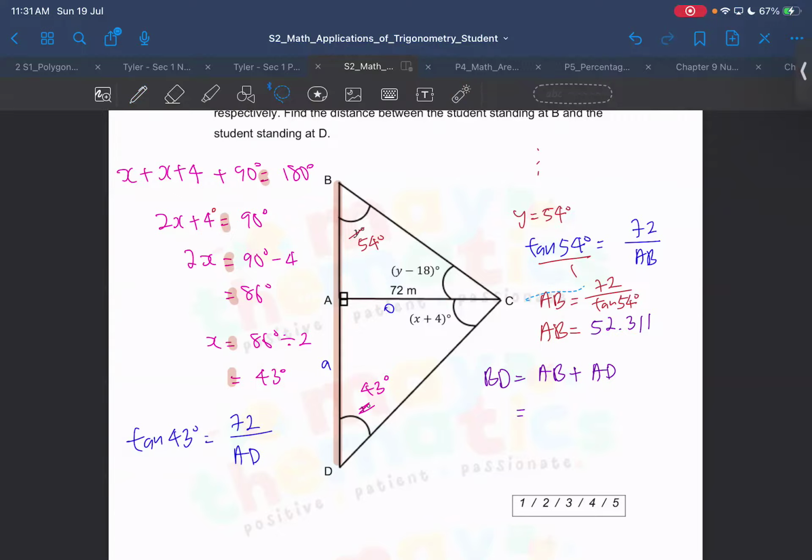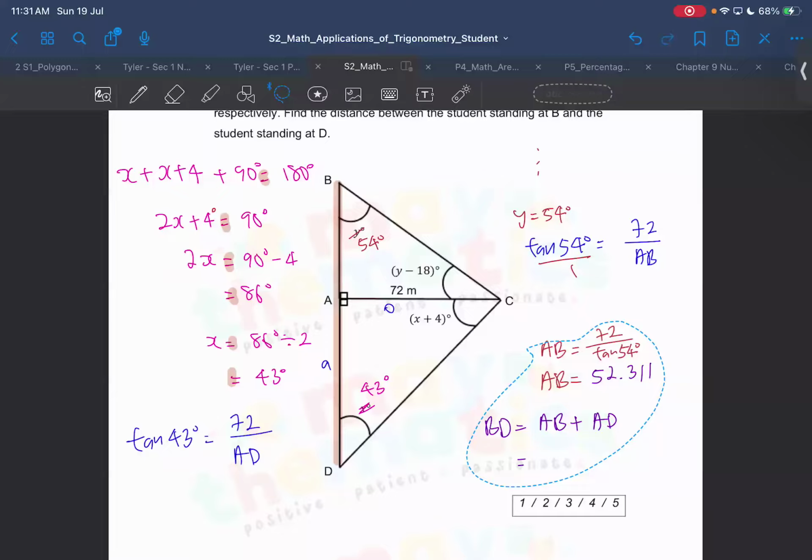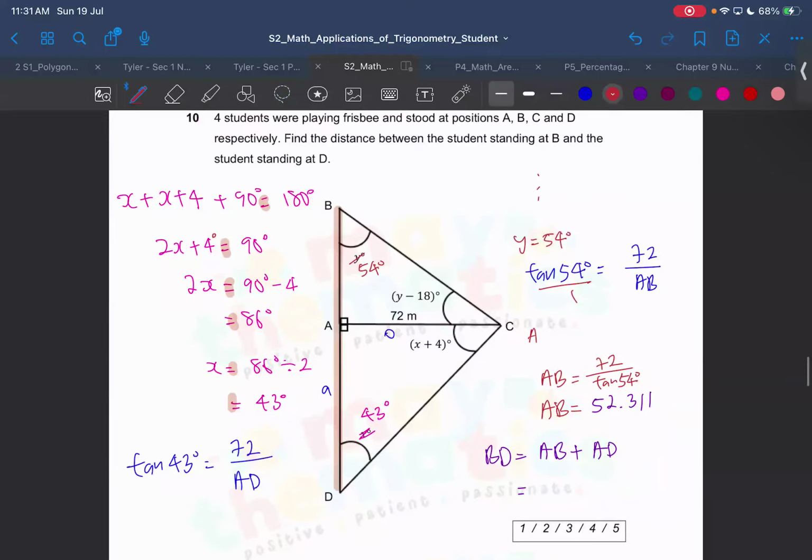Okay, you think about it. Before that, if you can't see straight away, you can write out. Just now you got AB tangent 54 equals 72. Correct or not? But you see, this tangent is just a number. You press your calculator, it is just a number. Tangent 54 is just a number. So imagine 5 AB is 72. How to find 1 AB? You take this part, divide by the number. So that's why I divide.